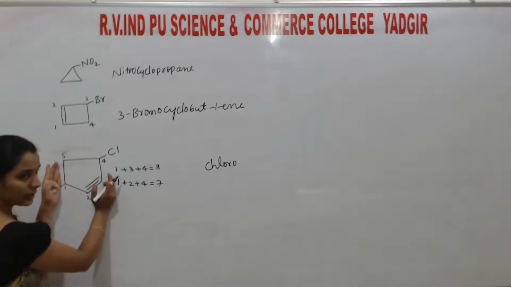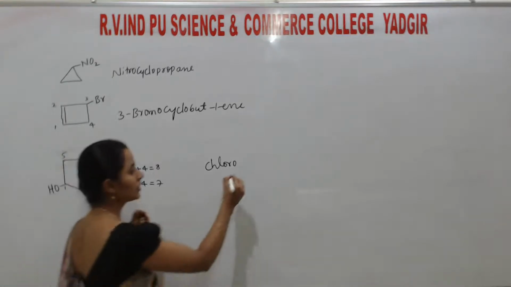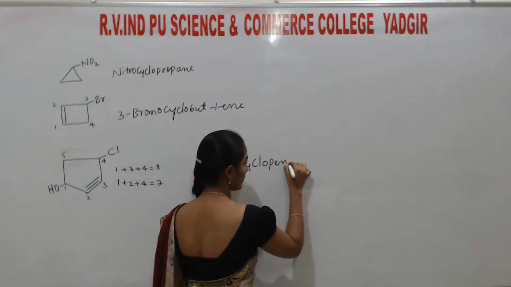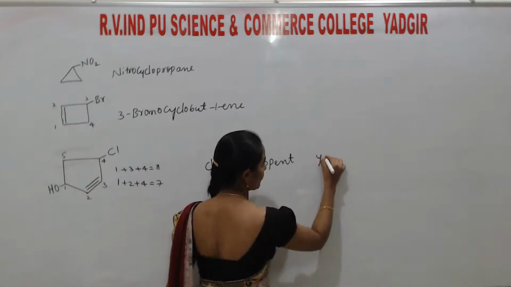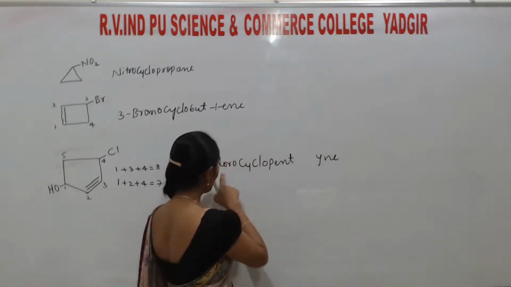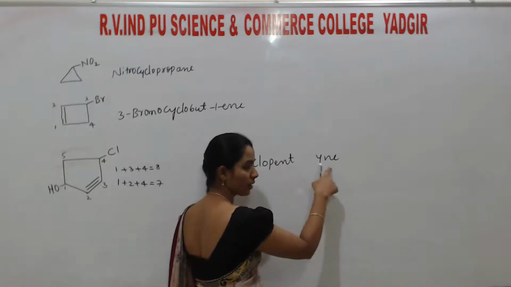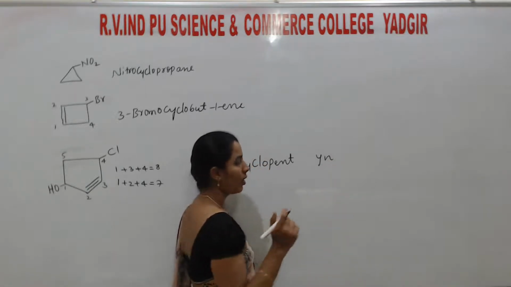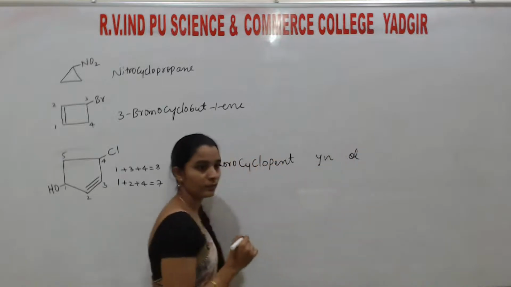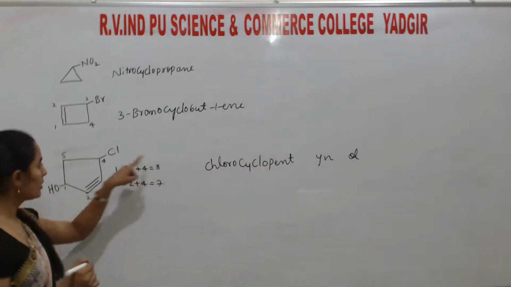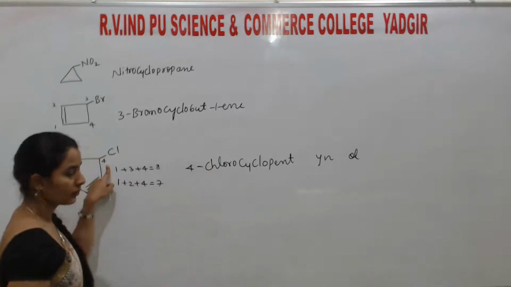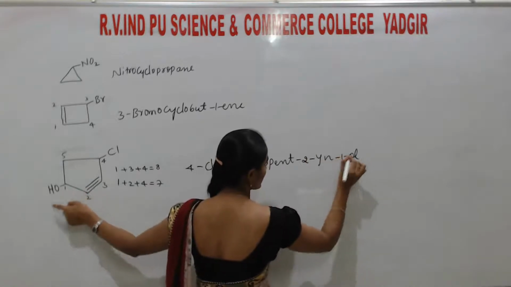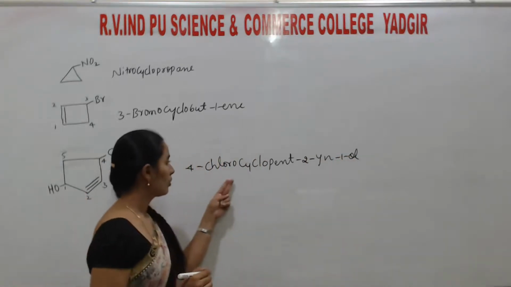So here, this is the parent chain. This is cyclic in nature, so it is cyclo. How many carbon atoms are there? 5, so it is pent. If the triple bond is there, of course it is yn. Chlorocyclopentyne. But this last e is replaced by what? The suffix of the alcohol, that is ol. If you want to write a position, chloro is present at fourth position. Okay, triple bond is present at second position. Alcohol is present at first position. So that is 4-chlorocyclopentyn-ol.